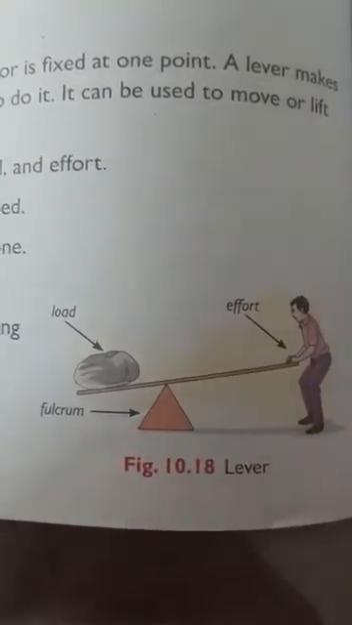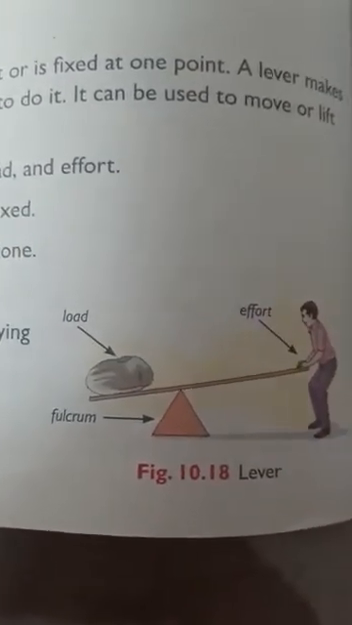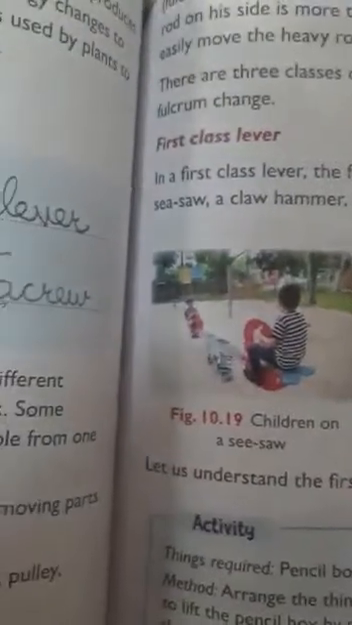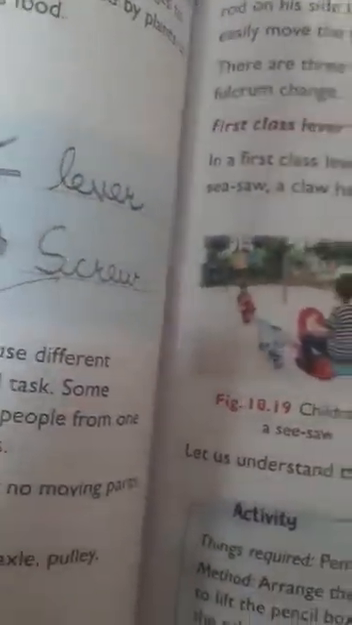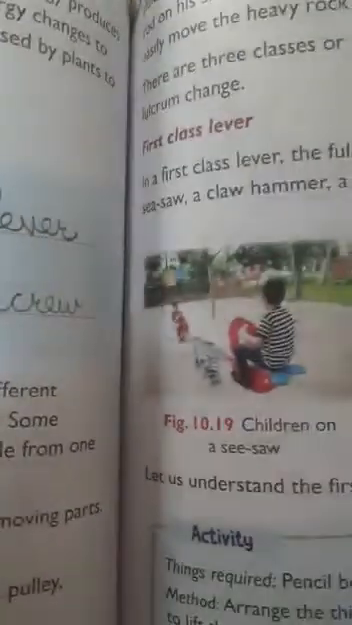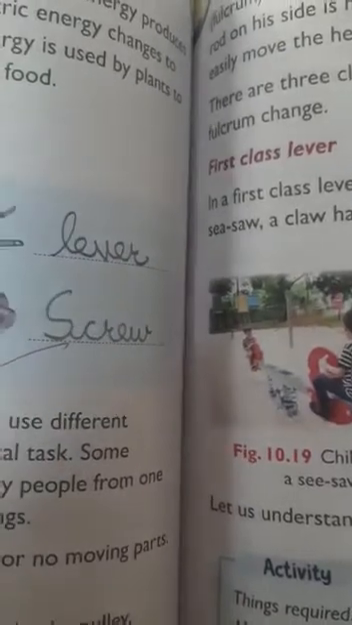Okay. So now we will see there are three classes or three kinds of levers. In each class the position of load, effort and fulcrum changes. So just now we have seen the three main parts of the lever: fulcrum, load and effort. So there are three classes where the lever needs less or more effort.